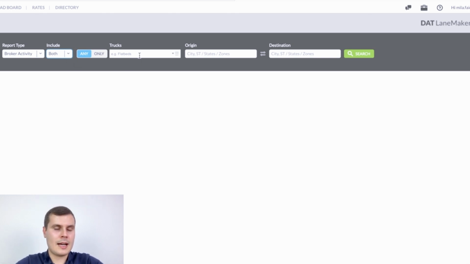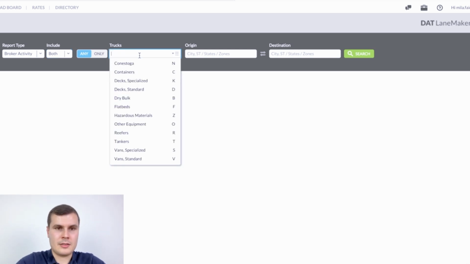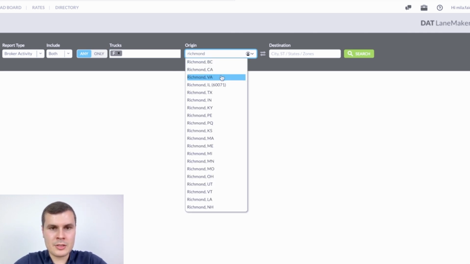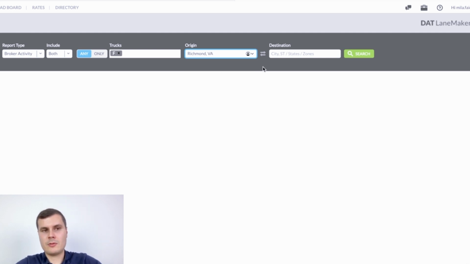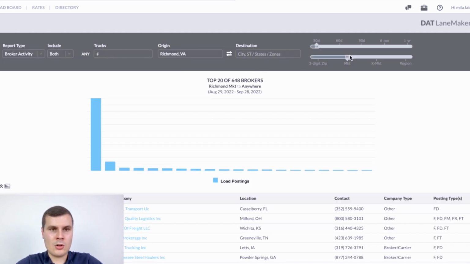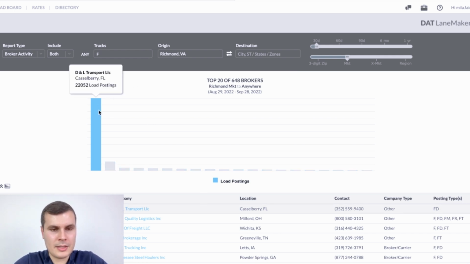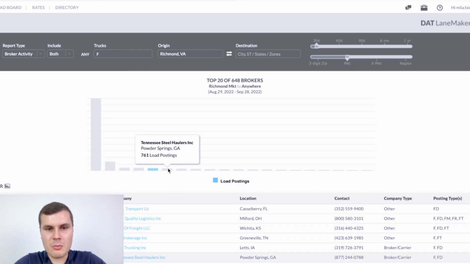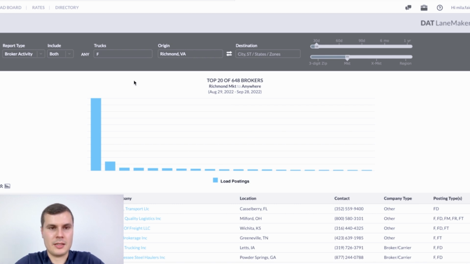So let's say I got a new carrier. He is a flatbed, for example, and he's based in, let's say, Richmond, Virginia. So I got this carrier, he's relatively new, he wants some loads from Richmond, Virginia. I can go and click search here, and this will actually show me the brokers that have the most load postings out of Richmond, Virginia in the past months.